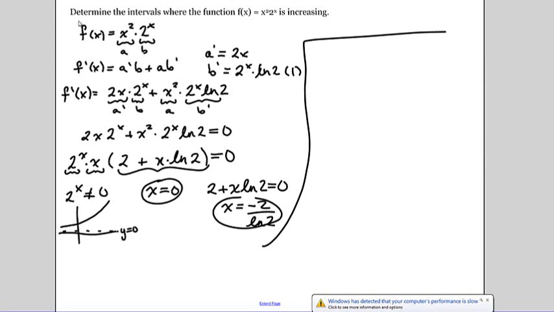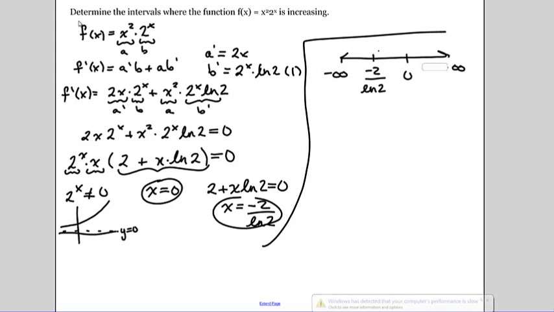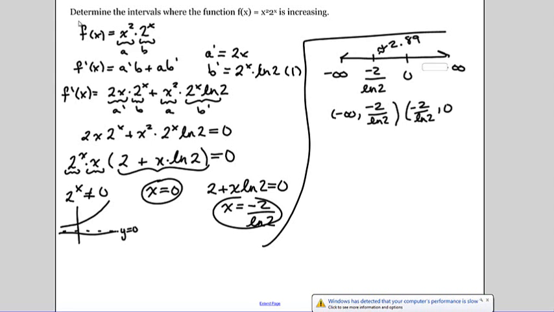So I'll throw both of these values on a number line. Negative 2 divided by ln 2 will go on the left of 0 on the number line since it's a negative number. And negative 2 divided by ln 2 is approximately equal to negative 2.89. So I'll have 3 intervals. The first goes from negative infinity to negative 2 over ln 2. The next one goes from negative 2 over ln 2 to 0. And the third interval goes from 0 to positive infinity.